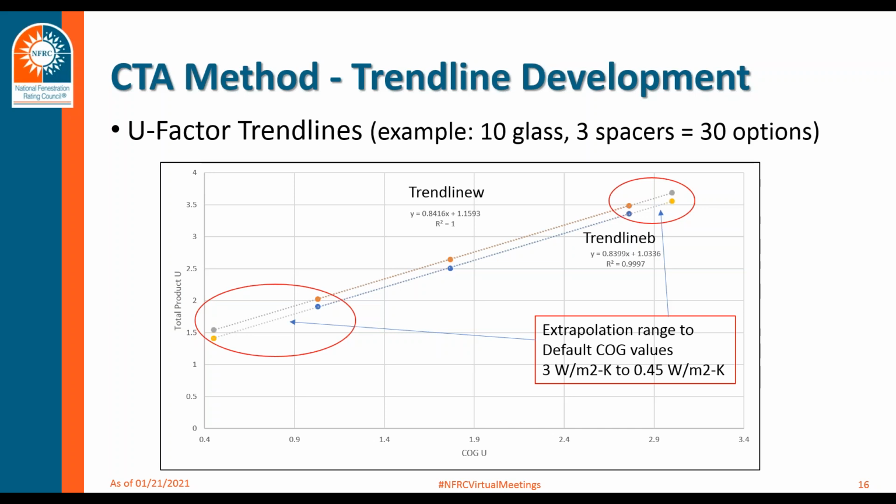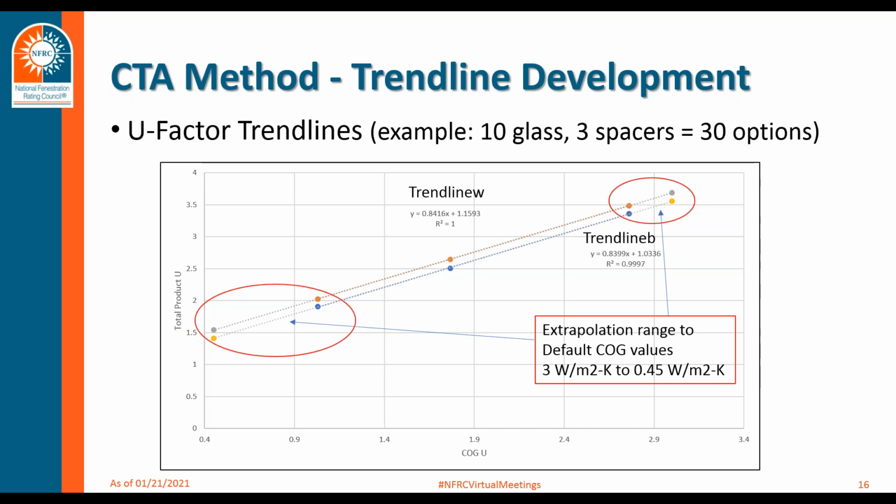So we've got 2 trend lines now, trend line W and trend line B. So we picked our center of glass options for high, mid, and low, and we picked our best spacer option, and we picked our worst spacer option and plotted these 2 trend lines.